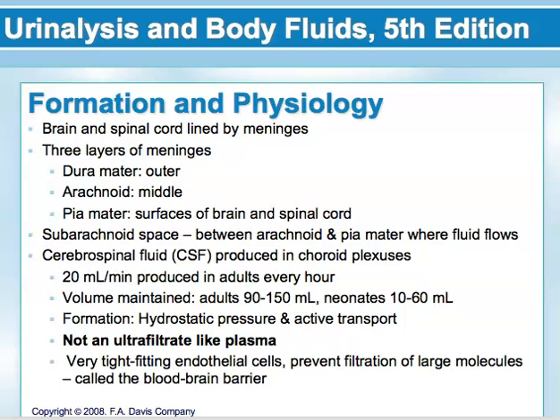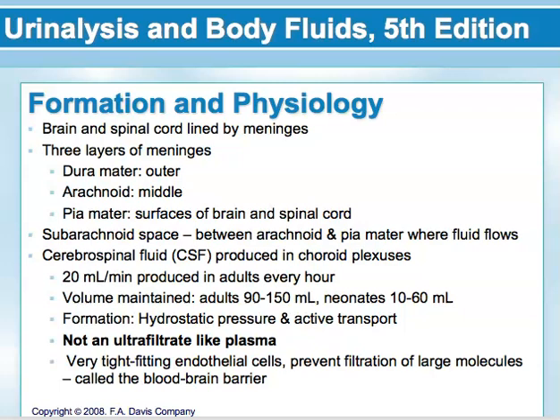So the brain and spinal cord are lined by the meninges, and in the meninges there are three layers. You've got the dura mater, which is the outer layer that lines the skull and vertebral canal. You've got the arachnoid mater, which is the filamentous middle membrane that the CSF flows through. The pia mater is a thin membrane that lines the surface of the brain and the spinal cord. And then you've also got the subarachnoid space, which is the space between the arachnoid and the pia mater where the fluid flows through.